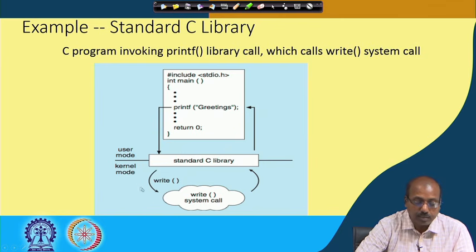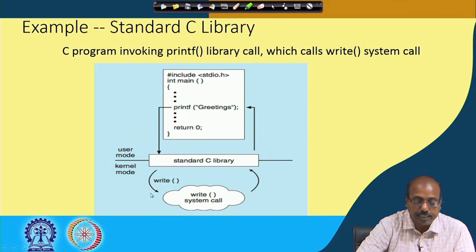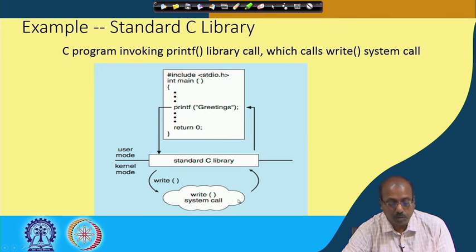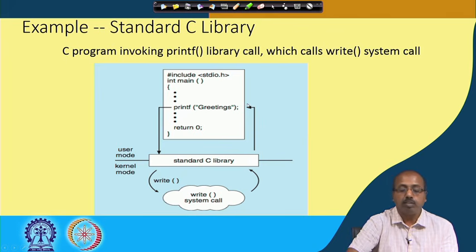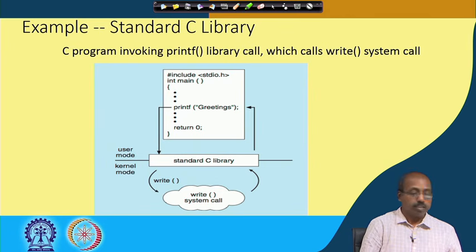Here it is going into the kernel mode of execution. It converts printf into a write system call, the write system call comes to the system call interface, and then it goes to the actual execution of the write system call. After the write system call is over, it comes back to the standard C library, and from there it goes back to the program. So, this way the printf library routine is invoked from the user program, and that in turn invokes the write system call.